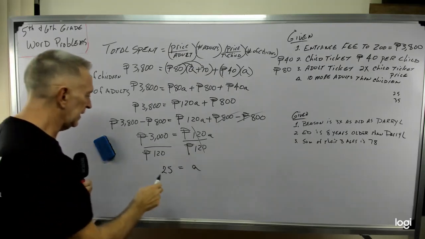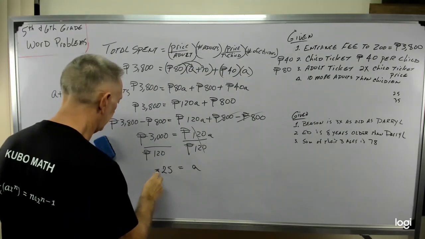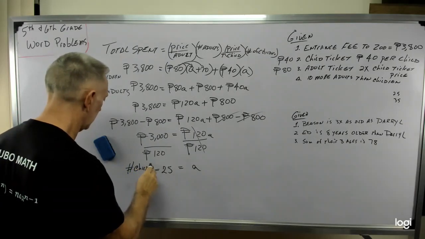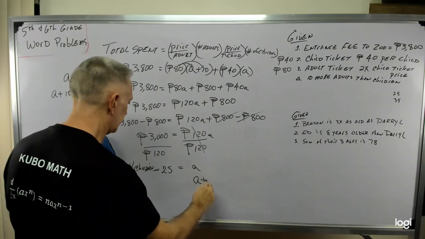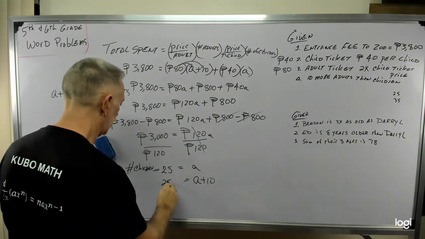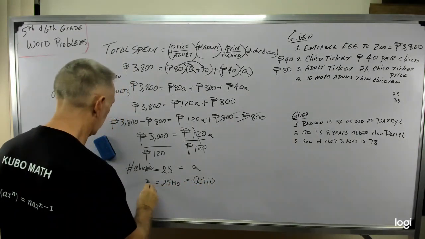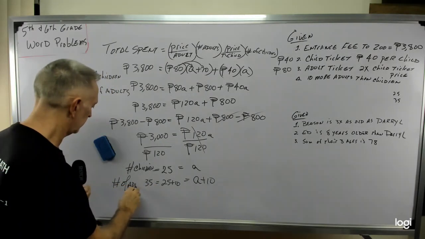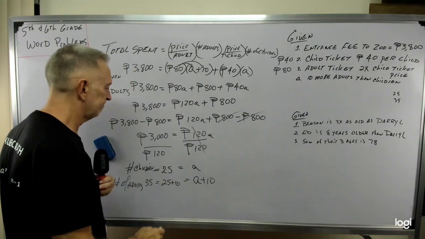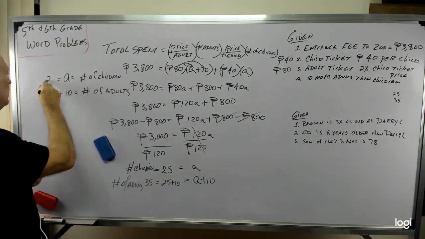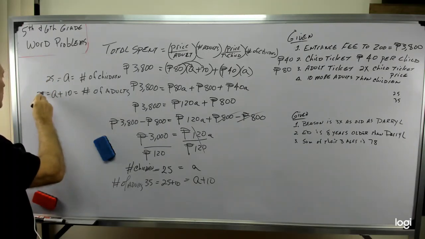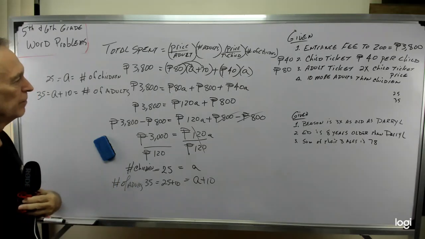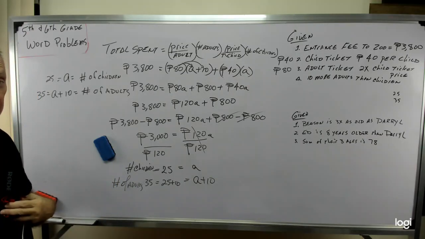A plus 10, so 25 equals the number of children, and A plus 10, which equals 25 plus 10, equals 35, and that's the number of adults. So A equals 25, A plus 10 is 35. Okay. 5th grade in Philippines is rocking.